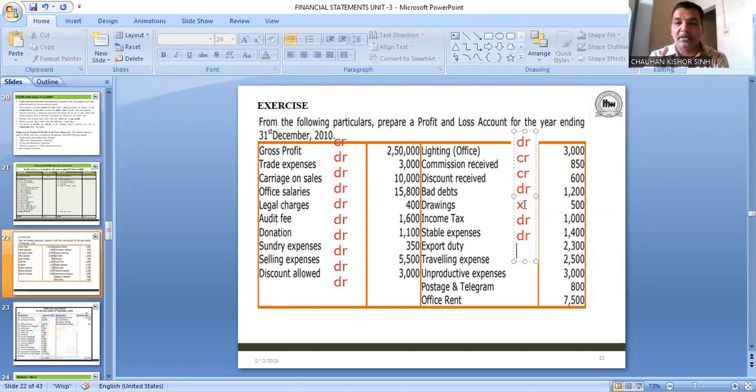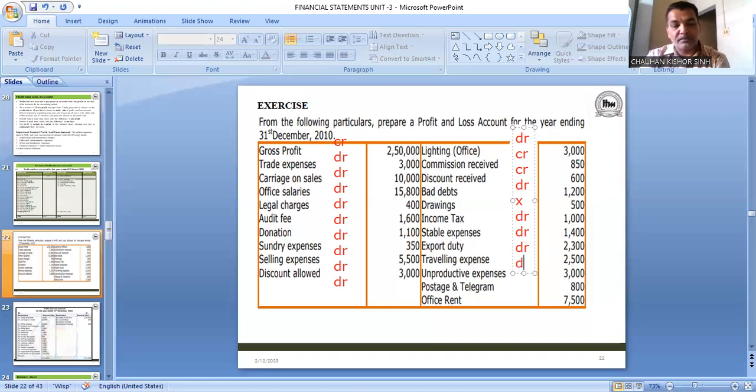So it is a selling related expense. That's why it will be debited to the profit and loss account. So you have to keep in mind, if import duty is given, then that will be recorded on the debit side of trading account. But if export duty is given, then it will go to the profit and loss account debit side. Why so? The reason is purchase related expense we write in the trading account and sales related expense we write on the profit and loss account debit side.